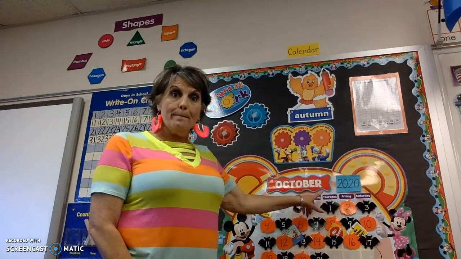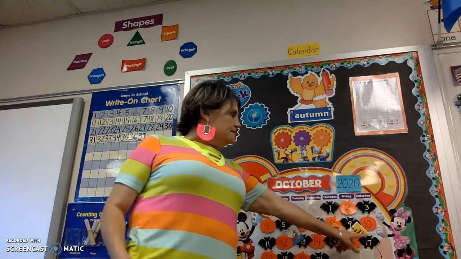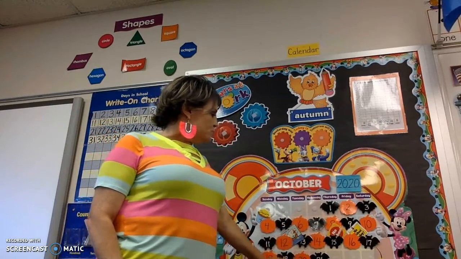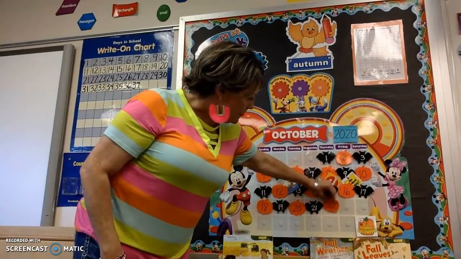Okay, it's time to do our calendar. Yesterday was October the 21st. So what comes after 21? Let's start with 15. 15, 16, 17, 18, 19, 20, 21, 22. You can't see that, can you? 22 is a pumpkin. So remember our pattern is black, pumpkin, or A, B, A, B, right?